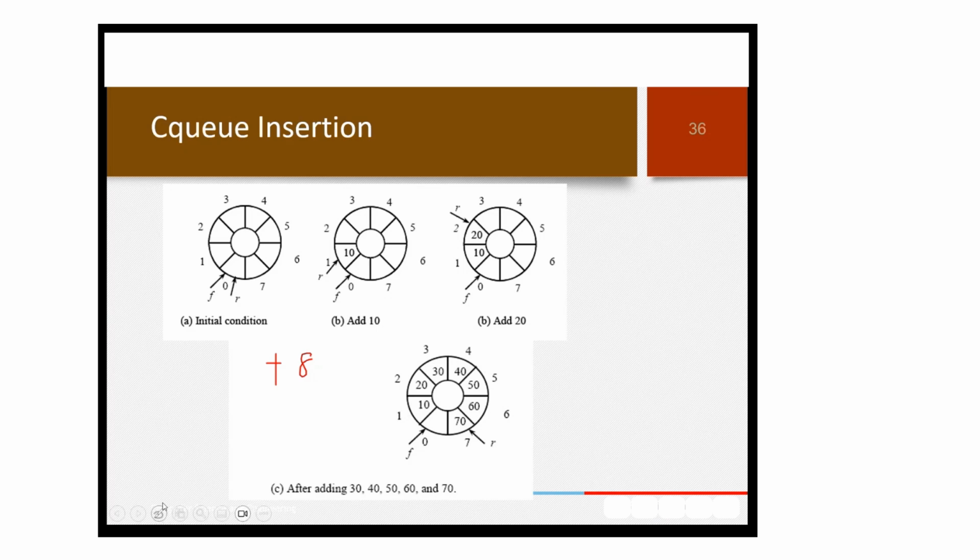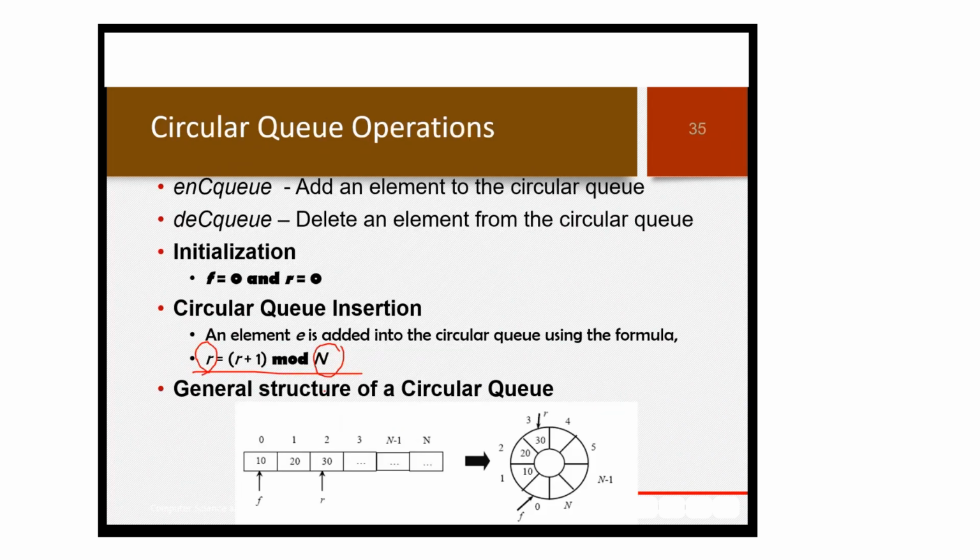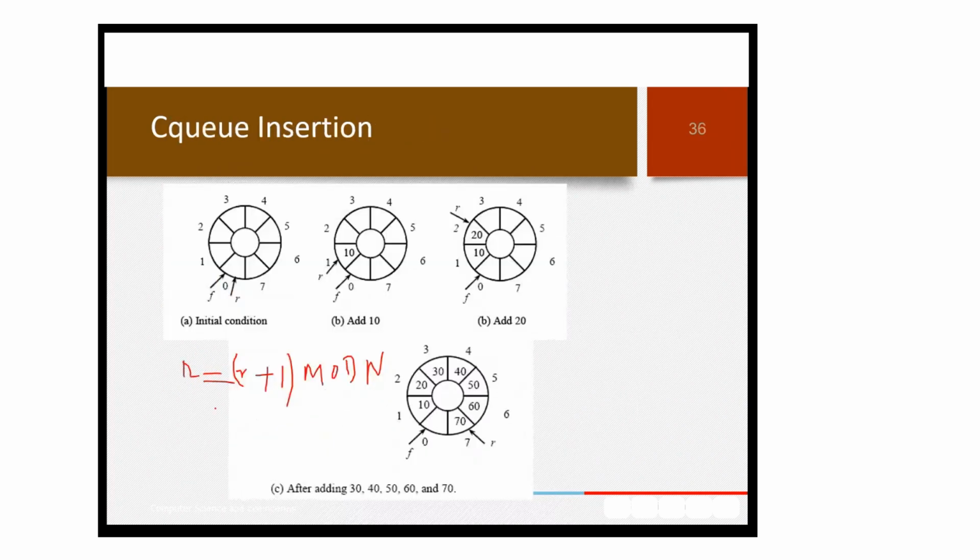R equal to R plus 1 mod n, right? So what is R value? It is 0. 0 plus 1 is 1. 1 mod 8 is 1 only. So it will insert at 1. You can see here.